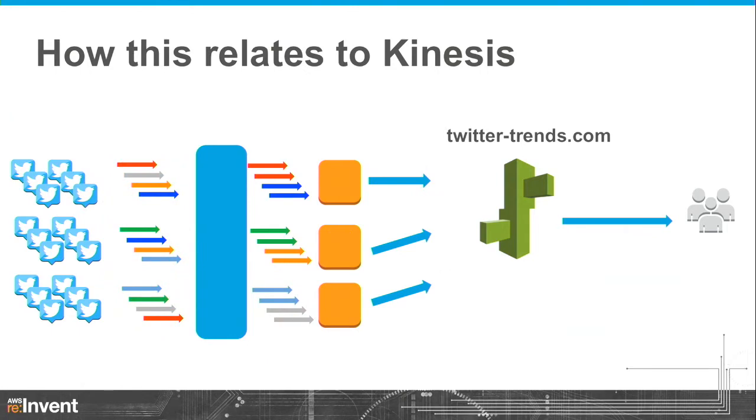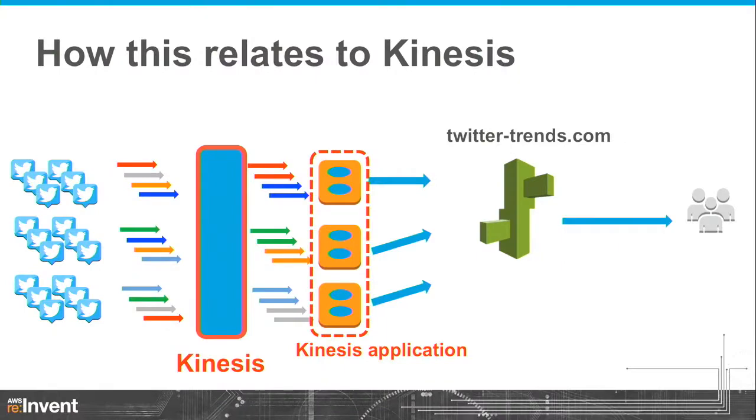So just to recap, how does this relate to Kinesis? Well, that blue box there is Kinesis. That's the service that's taking all the data records in. And these yellow guys here are basically a Kinesis application. We call it a processing stage, and you can have many of these processing stages.